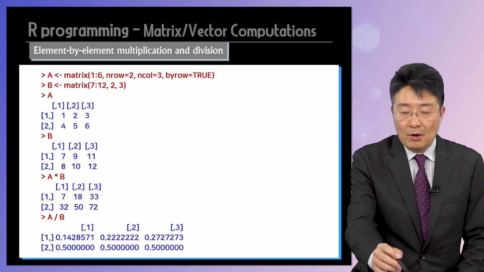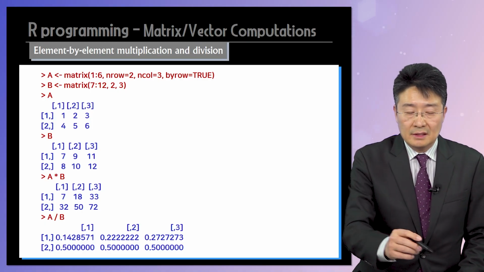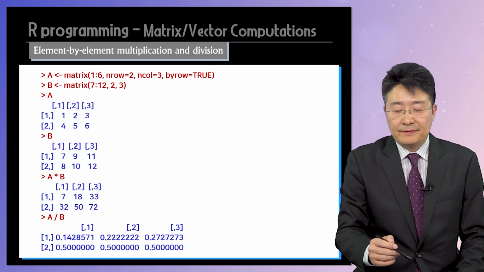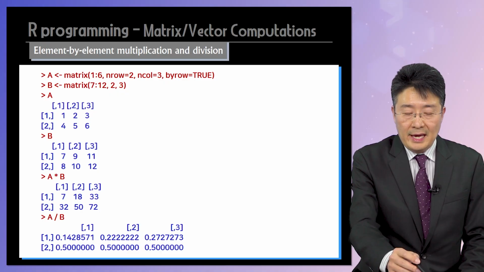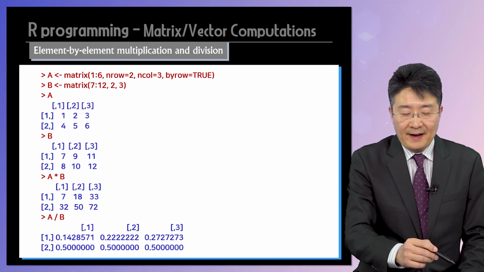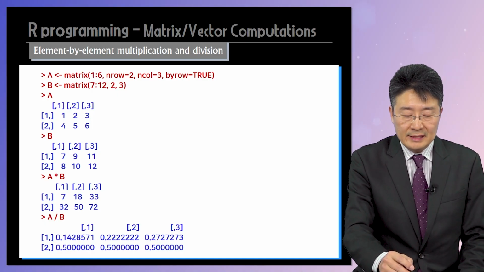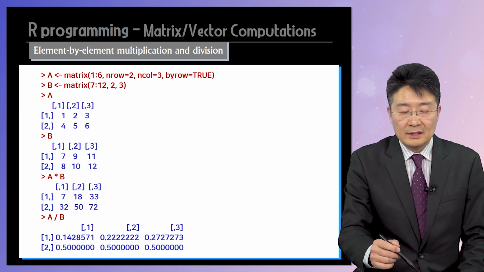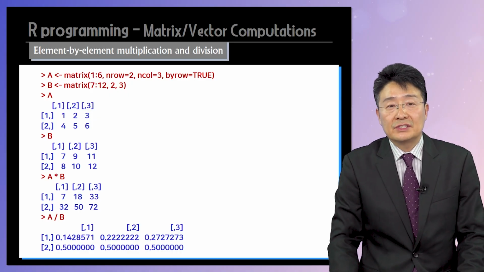Let me explain multiple vector computations: element by element multiplication and division. A is defined as you can see, and B is defined. Then if you use asterisk and slash, you can conduct element by element multiplication and division.